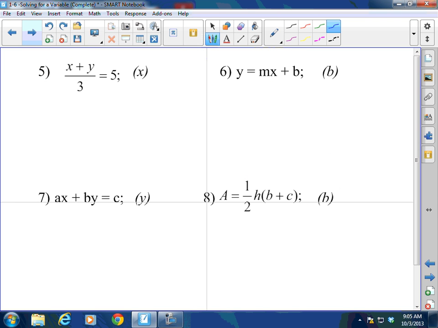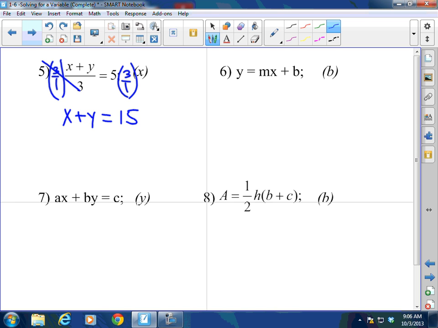Okay, I got x plus y over 3 equals 5. I want to get the x alone. So what am I going to do? Very good, son. You're going to multiply 3 over 1 to both sides. Excellent. That cancels. I got x plus y equals 5 times 3. I can combine those. That's 15.